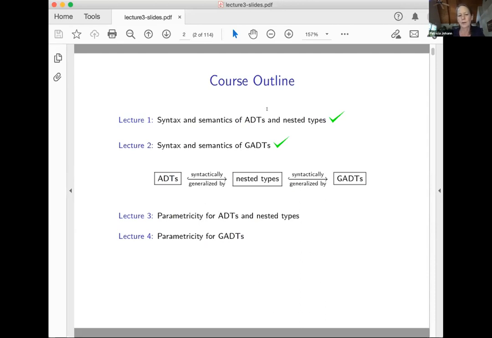So in other words, we want to look at these data types through the lens of parametricity. And then next time we'll do the same thing for GADTs. And I think I've said before, but I will spill the beans just a little bit again and say that the reason I've split things up this way, like ADTs and nested types lumped together and then GADTs separately, is because just as the syntax and semantics of ADTs and nested types behave similarly and GADTs behave somewhat differently, we're going to see the same thing when we look at both of these through the lens of parametricity.